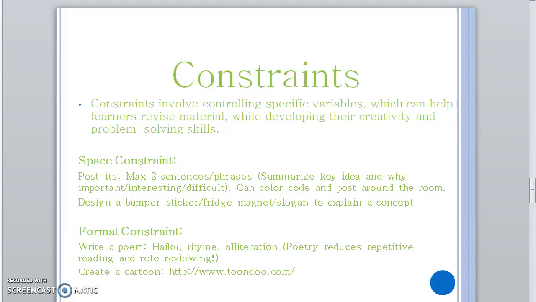Another constraint is the format constraint. So you could have learners write a poem. For instance, a haiku, rhyme, or alliteration. An example would be, poetry reduces repetitive reading and rote reviewing. Learners could also create a cartoon, and here's a website for them to do this. They could also draw one by hand if they are artistically inclined.